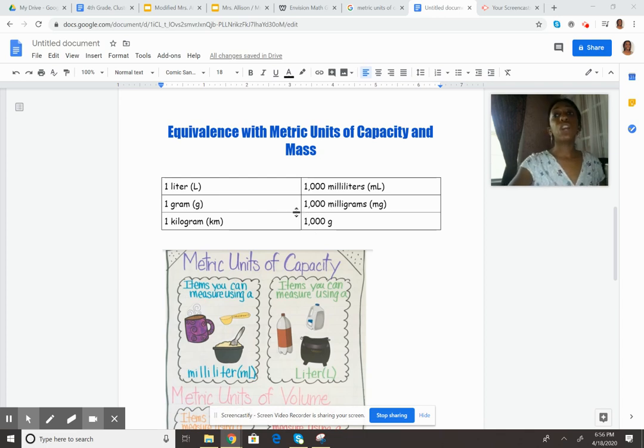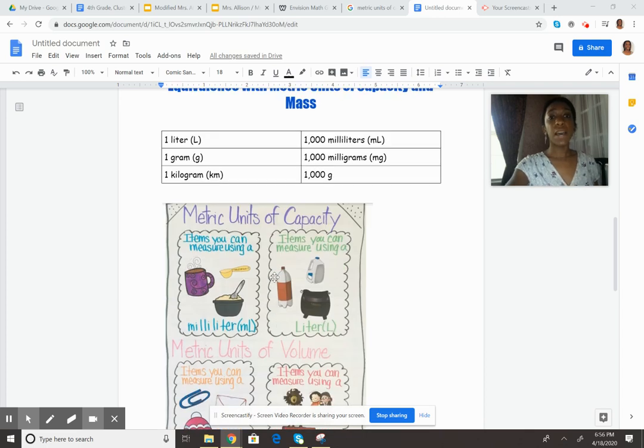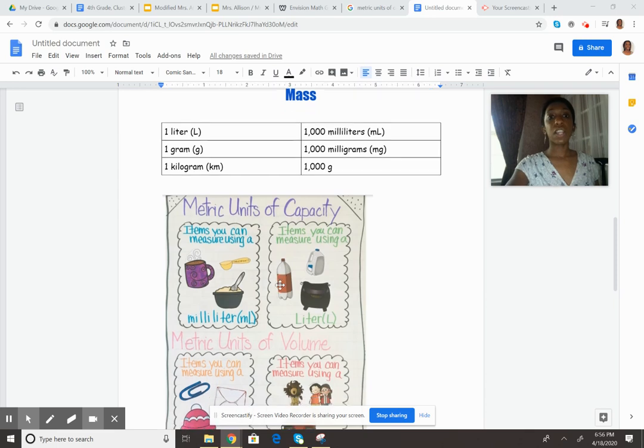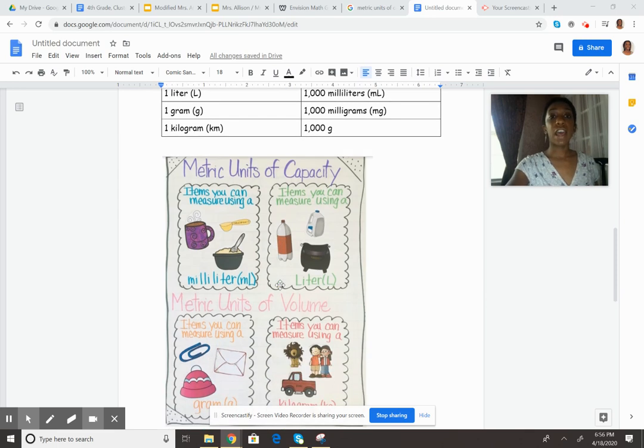So you will need to know this as you are completing your assignments. It's important to go over this and make sure that you completely understand this chart, okay? And it will also help you when you are converting, okay? And seeing how much is within each metric unit. So let's go over things that can be measured with each metric unit.